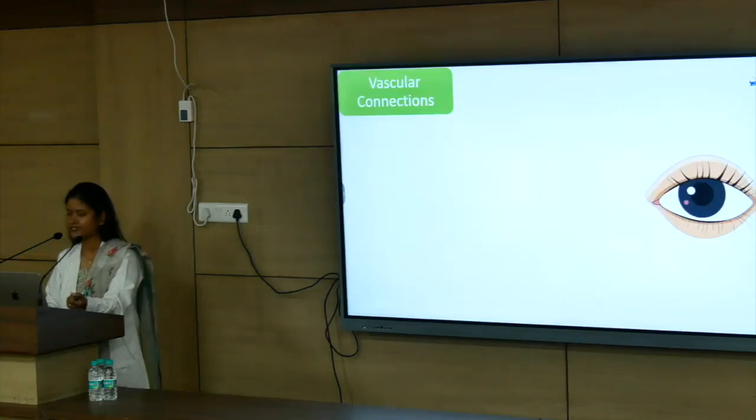Now coming to the various connections that the eye has to the whole body. First is the vascular connection. The retina is supplied by the central retinal artery and vein, which are part of the body's circulatory system. So any disease affecting this circulatory system can manifest in the eye as well. For example, diabetes may cause diabetic retinopathy, and hypertension may cause hypertensive retinopathy.